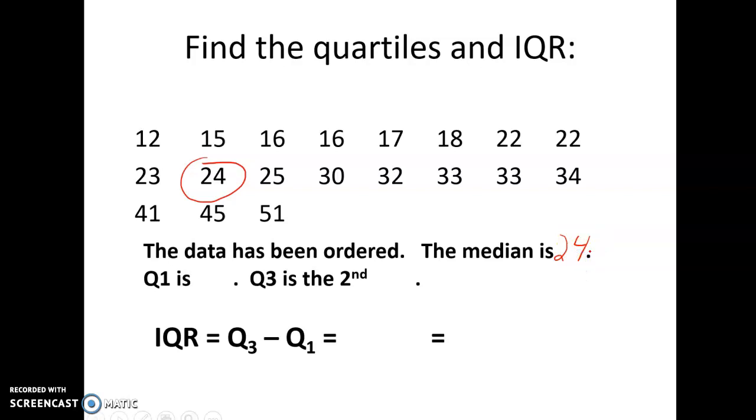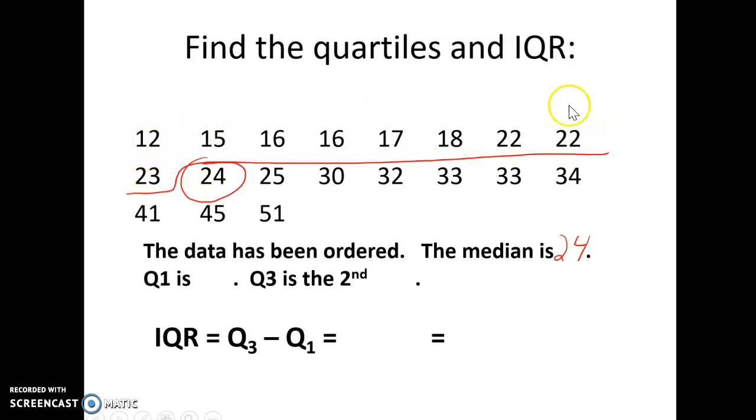Again, just by counting, first putting the numbers in order, which was already done for you, there's 9 numbers above and 9 numbers below, so 24 is the median. Now we need to look at our lower set of data. So here's my lower set. We said there's 9 numbers. So we need to find the middle of these 9 numbers.